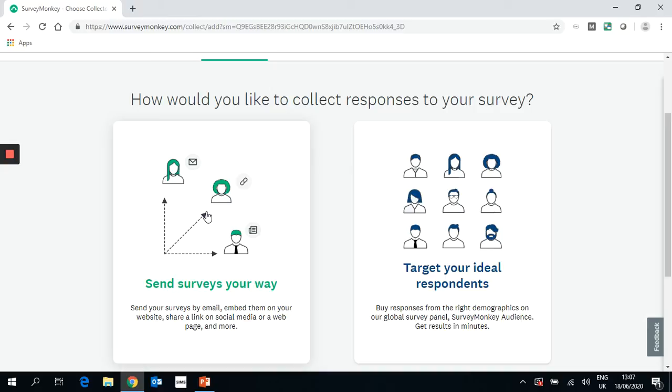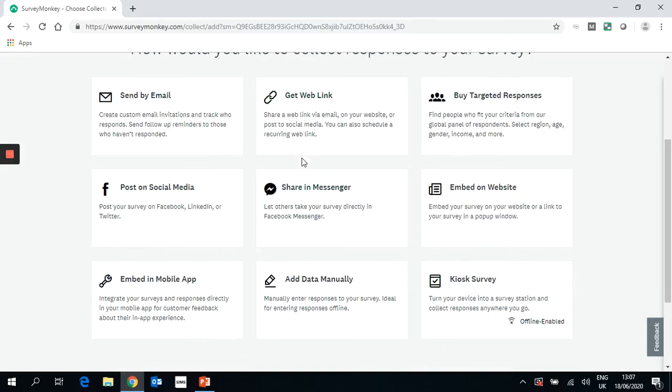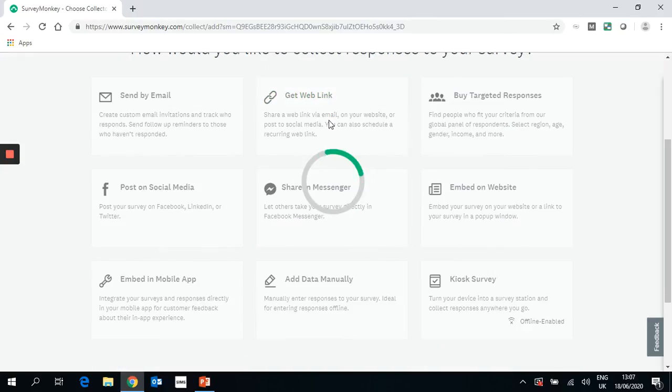So if, for instance, you were to take the countryside as an example, if it is a product to be used by countryside workers, then I might use this link on groups, on blogs, groups on the internet, on groups on Facebook, on hiking, dog walking, things like that. Okay? So I'm going to send the surveys my way. Easiest way to do this is probably just get a link. So you can post on Facebook or if you get a web link you can put that on to what you want. Okay, so I'm going to get a link.